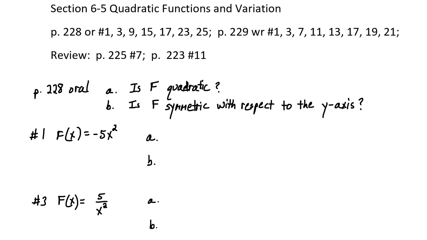Here are the answers for the section 6-5 homework, starting on page 228. For question 1, we're given a function f. It has the rule -5 times x squared. We're asked two questions. First, is function f quadratic?